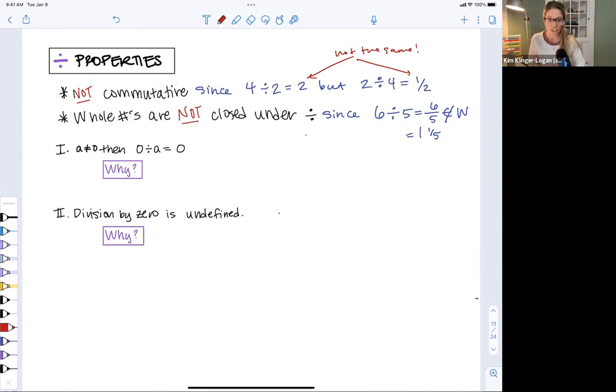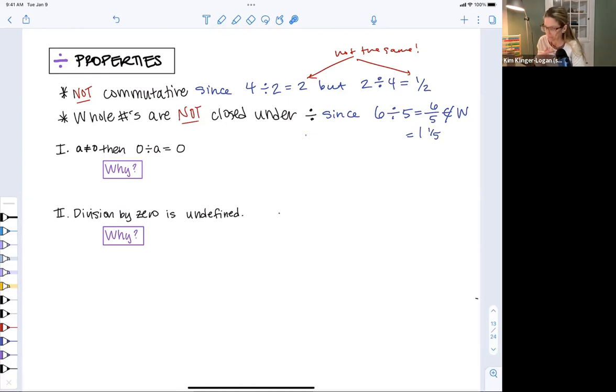So two properties that division does have. The first one is, as long as we are not dividing by 0, so as long as a is not 0 but any other whole number, and I take 0 and divide by a, I get 0. When I've looked at justification for most of these properties before, I've really been looking at some example or some visual representation of an example. For justification in these two, I want to look at something a little bit more rigorous.